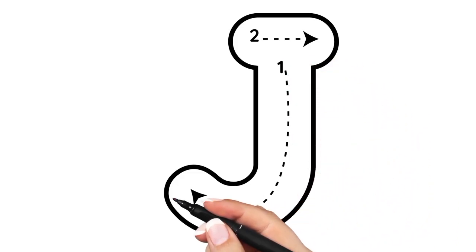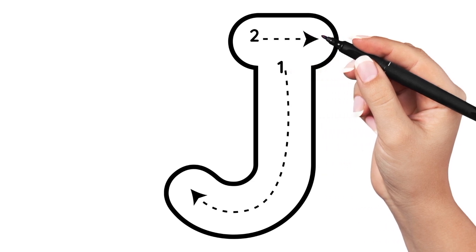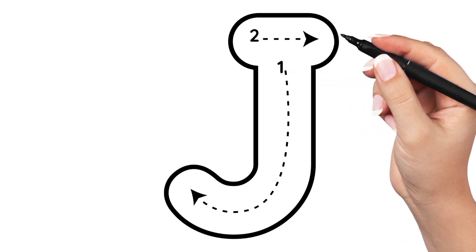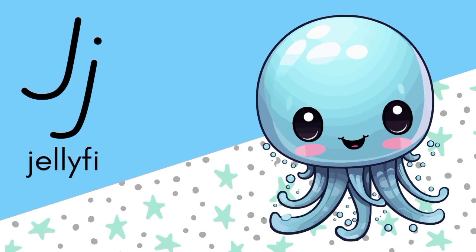1. First draw a curved line slightly bending in the bottom. 2. Now draw a line on top of the J. It's J, and J is for jellyfish.